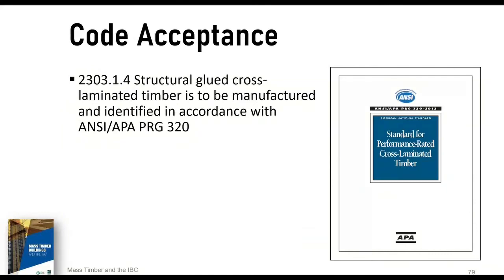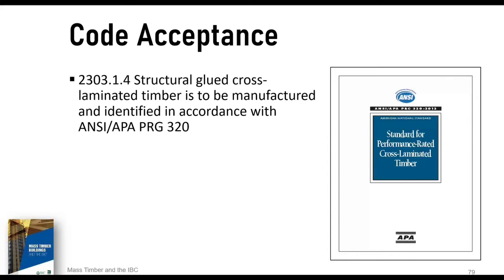Now we're up to the standard. PRG 320 is the standard used for the manufacture and identification of cross-laminated timber. And you find that called out in IBC section 2303.1.4. Just a little segue or a little teaser for the future.